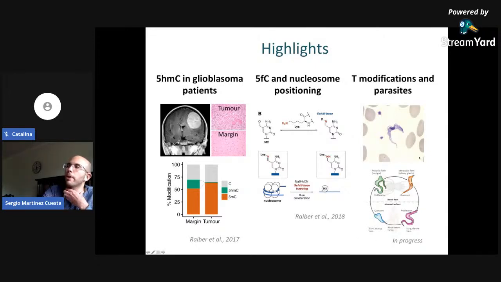And then work in progress at the moment is some of our parasite work, where we are mapping the modified base J that I was showing in the first slide, and also other forms of thymine modifications, to try to understand more about how parasites, in particular Trypanosoma brucei, do the infection of the human cells.